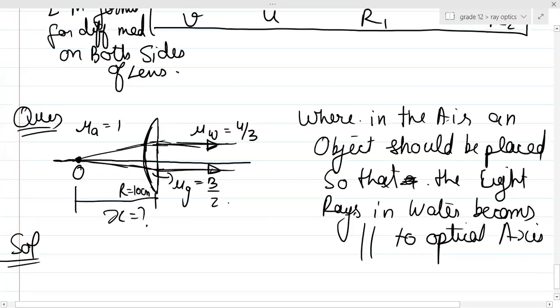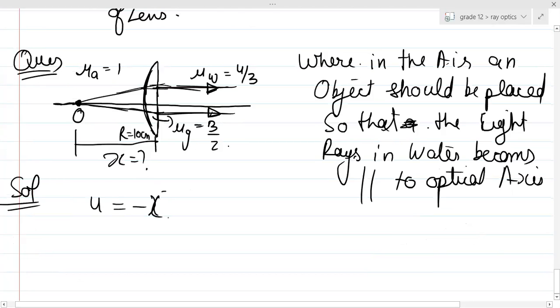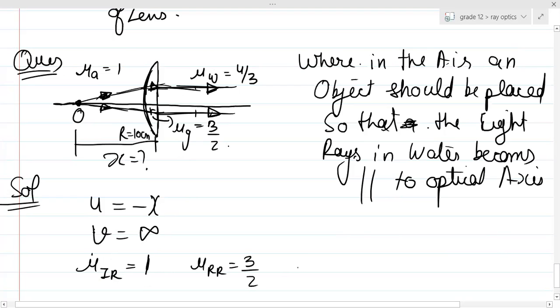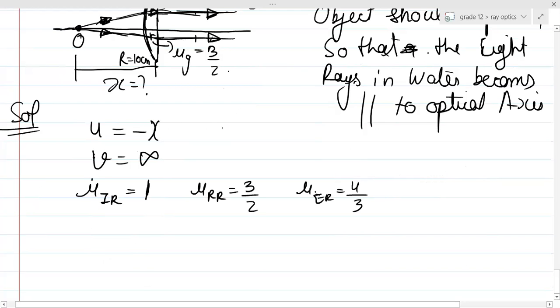How will you solve this type of question? Can you see the object is placed at a distance minus x, right? Yes or no? Guys, object is placed at a distance minus x. The final image, where exactly is it forming? Infinity. What is the medium of incident rays? Incident ray, refracted ray, emergent ray. What is the medium of incident ray? Air. What is the medium of refracted ray? Glass. And the last one, emergent ray, will be water. Apart from this, what is the value of R1 given to you? R1 is positive 10 centimeter and R2 is again infinity because it's plane, right? So I can apply that equation.